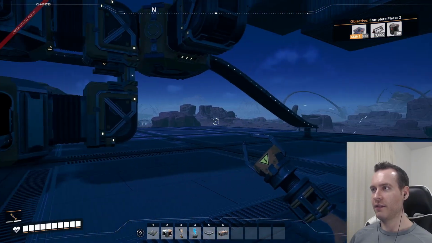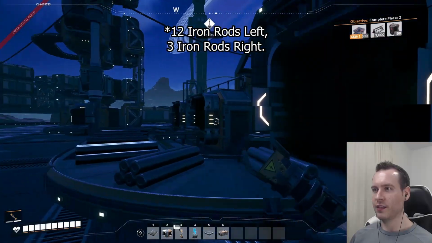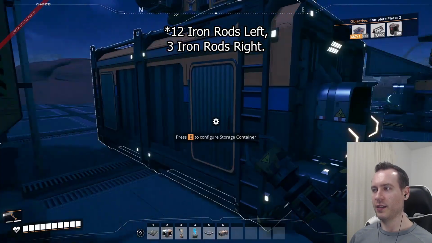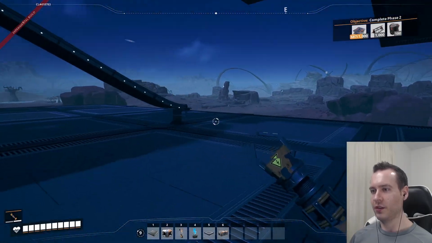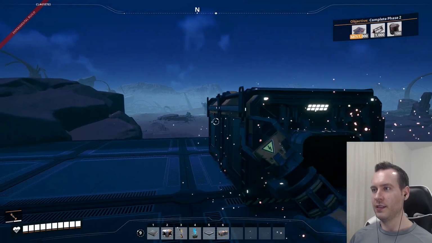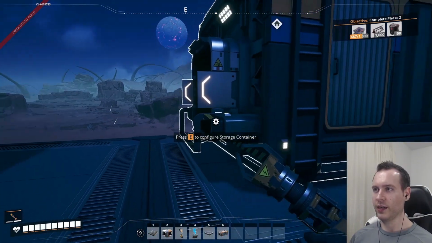This should have 15 going left per minute to this assembler. This assembler needs 12 iron rods per minute, and the remaining 3 will go here and will make a storage container to store it. And now these iron rods have a way to be used elsewhere.